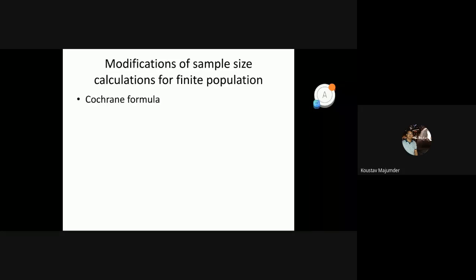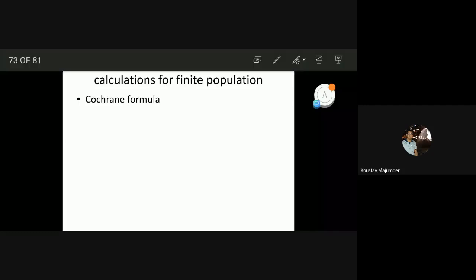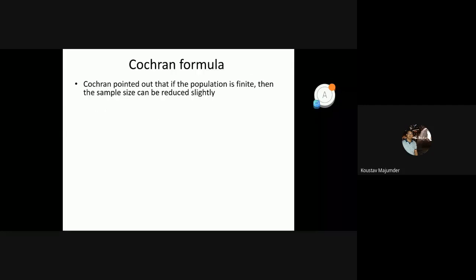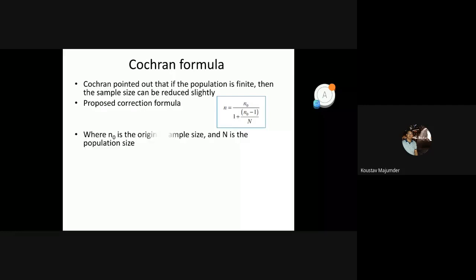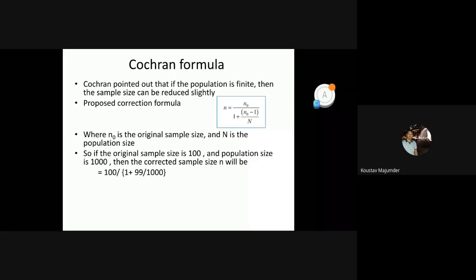Suppose the sample size is taken from a population which is not infinite but finite. Suppose you want to take a sample among 200 patients. So you have to modify, because the whole sample size might be more than the population. There are various formulas for that, the Cochran formula and the Yamane formula. The Cochran formula proposes a correction wherein the population size is taken into account. So if the original sample size is 100 and population size is 1000, the corrected sample size will be around 91. So there will be some reduction in the sample size.